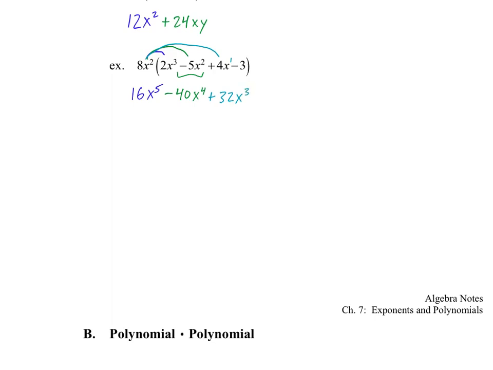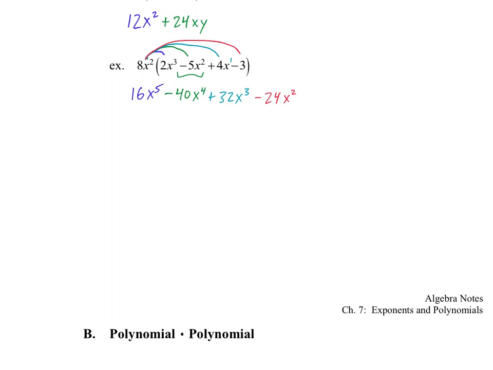And then last but not least, I have my 8x squared times my negative 3. So 8 times negative 3 gives me a negative 24. And then I have my x squared. There's nothing really to multiply it by, so it just shows up over there. And that'd be the final answer.